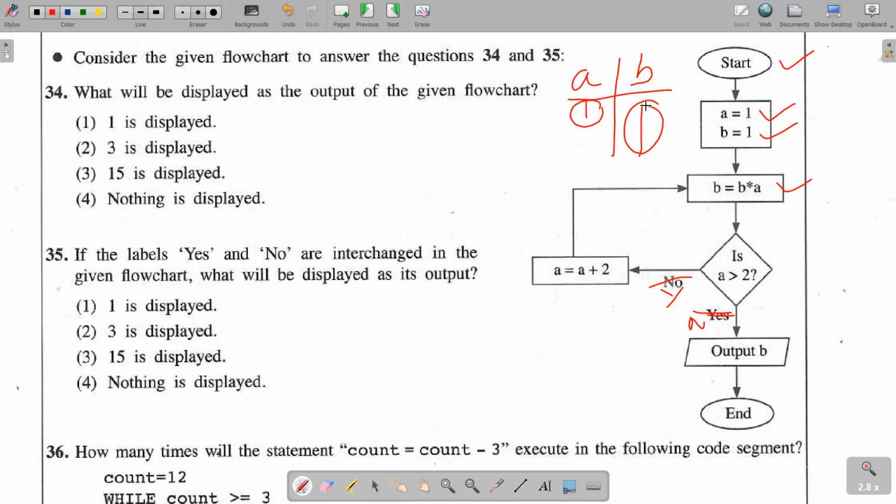They are asking the question, is A larger than 2? A is 1. It is not larger than 2, so it is going to go on the no part now. No part means this. It says output B. B's value is 1 still. So 1 is displayed, which is going to be the answer for 35th.